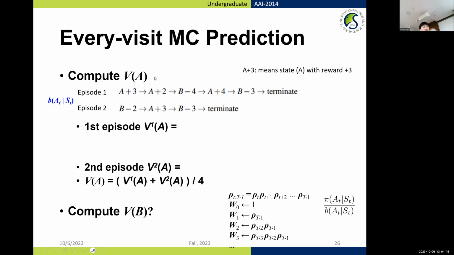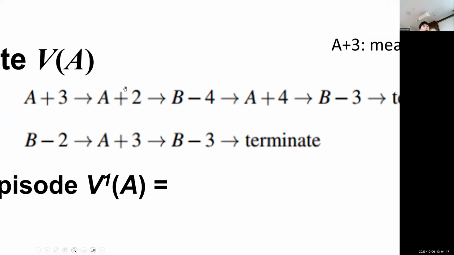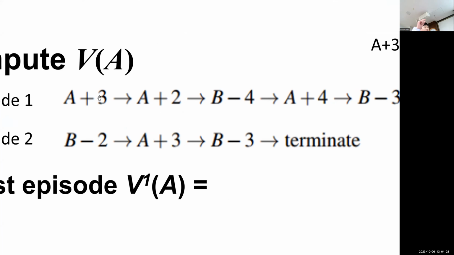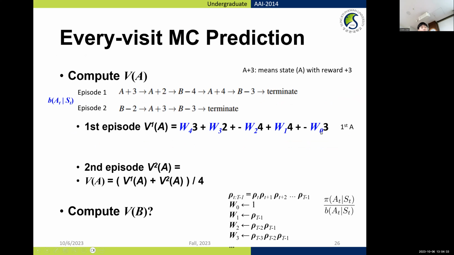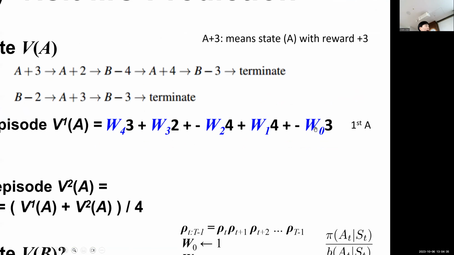Every visit means that we need to count, for example, every visit of state A: 1, 2, 3, three times. Now how do we calculate the VA? The first visit, if you trace back, will be minus 3 times W0, right? And trace back again, 4 times W1, 4 W2, 2 W3, 3 W4, until the first A. So this is the first A.